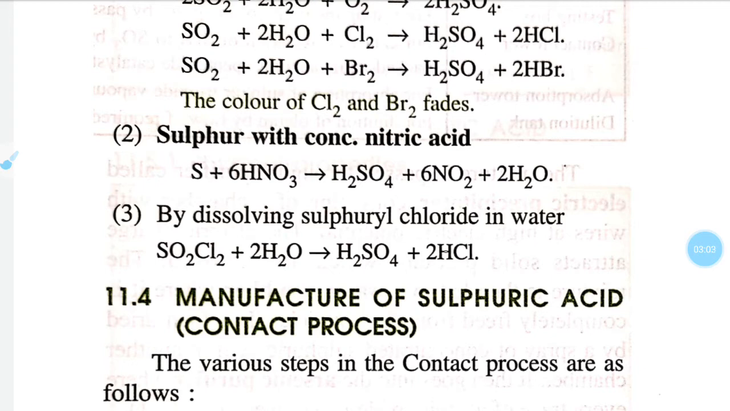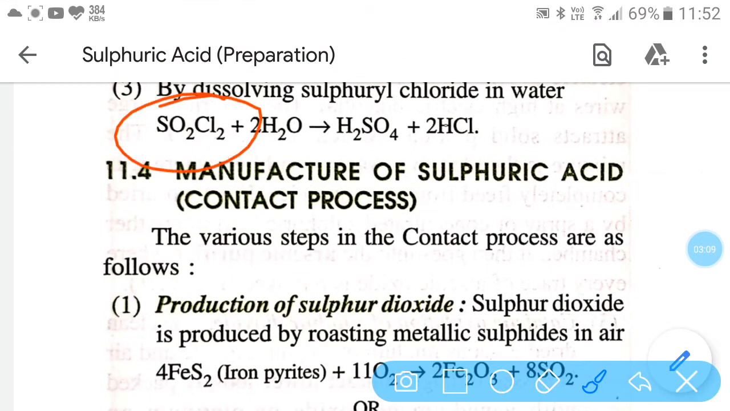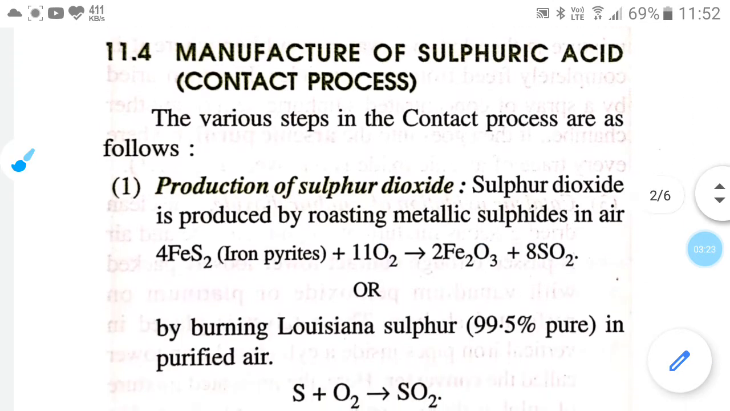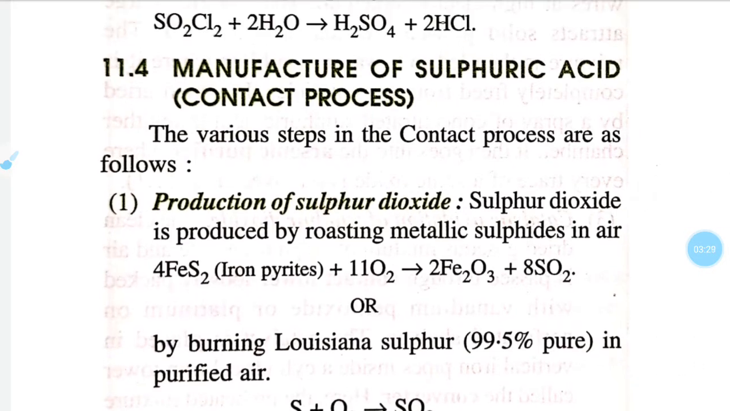Okay, there is another method. Sulfuryl chloride will react with water to form sulfuric acid and hydrochloric acid. So here we can get sulfuric acid, although HCl will accompany. Now the main concentration of this chapter is the manufacture of sulfuric acid via the contact process.